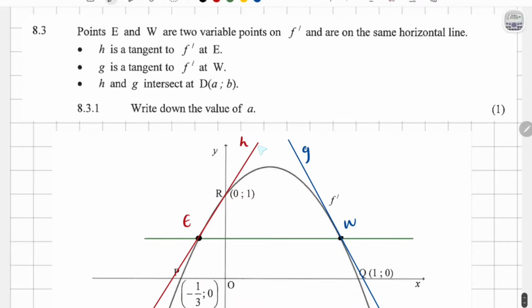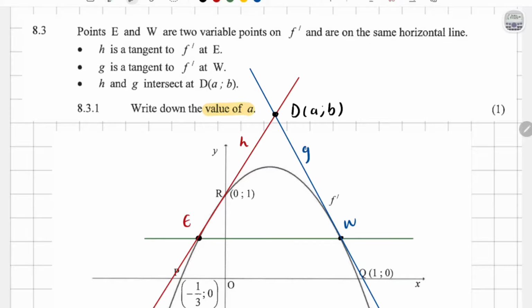Looking at the way it looks, it's clearly going to intersect as they go up like that. So let me just extend them and then show that point of intersection. There they intersect at this point, and we're calling that point D, which is A and B. The question is, we just have to find the value of A, that's all.